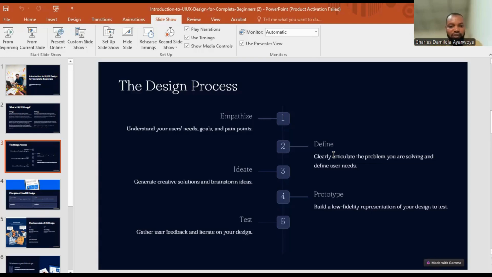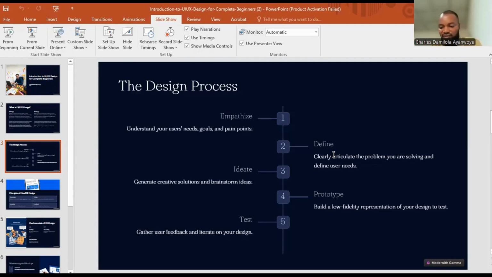What are their goals for using this product that seems to be solving transportation problem? What are the pain points? Do they derive maximum satisfaction from their interaction with this product? Do you understand? So that is the first part of the design process. You need to have empathy. You need to empathize by trying to understand what the needs and the goals and the pain points of your users are.